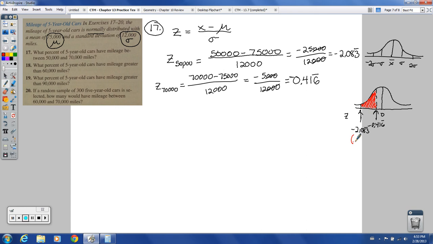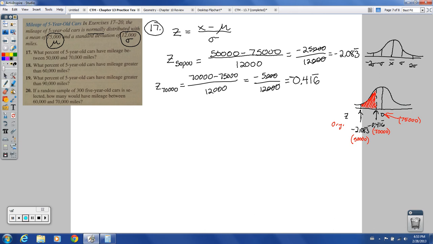So this goes with the 50,000, sorry. This is the 50,000 miles. This goes with the 70,000 miles. This one right here, that's the original. I'm drawing the original in red. This is just to help us determine what it is, but that is the mean value. That's 75,000 right there. So what's in that red range?